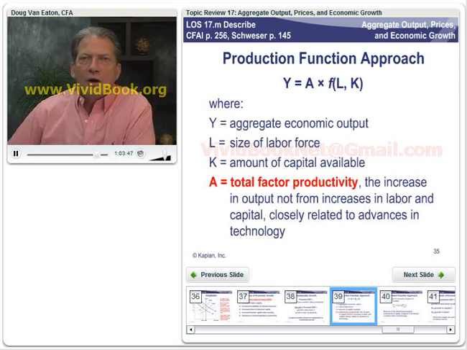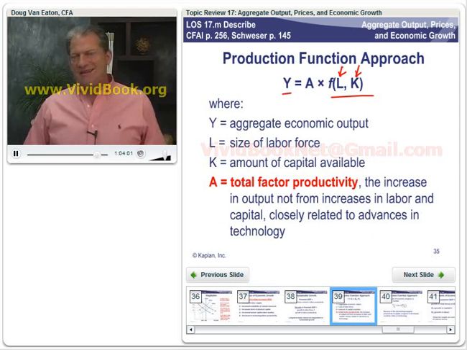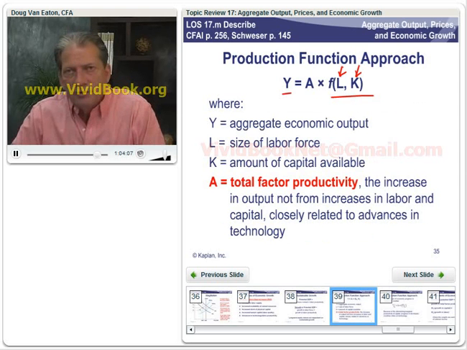Y is our aggregate economic output. This is the amount of labor, and that's the amount of capital. So we've got this function of labor and capital, and we think output is increasing in labor and increasing in capital, right? So positively related to both of those arguments in the function.